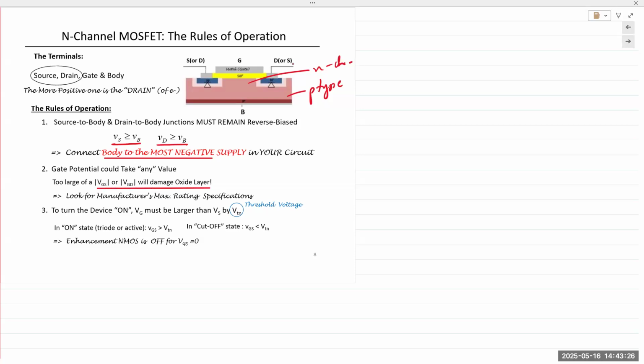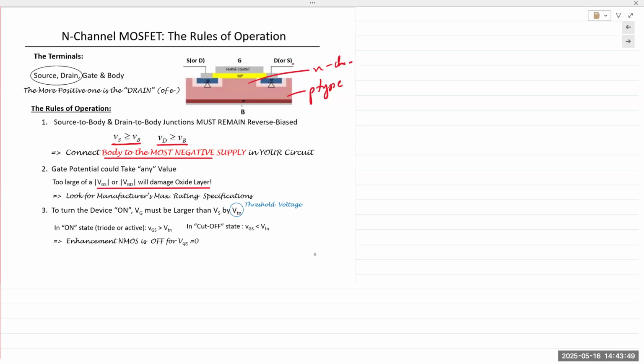Flip it, yes, then it will be positive. The question was about if we use an N-type material, then we would apply the most positive supply in the circuit. The point is that those diodes must be reverse biased. The body must be reverse biased with respect to the drain and the source.